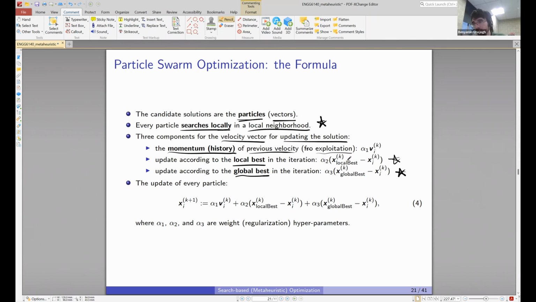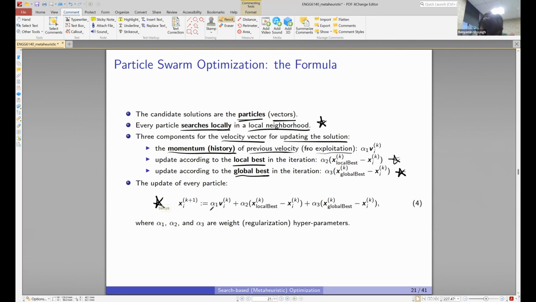This is one variant. In another variant, global best is the global best of this iteration only, so the best of the local searches in this iteration. But local best can be seen as the best of every particle. Every particle searches locally, so it can have some best around it, and that would be the best of every particle. So it can be variant 2. We can have different variants of the algorithm.